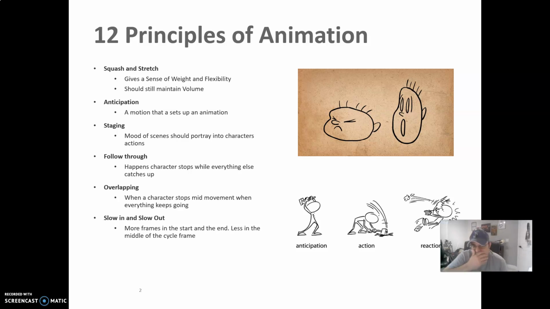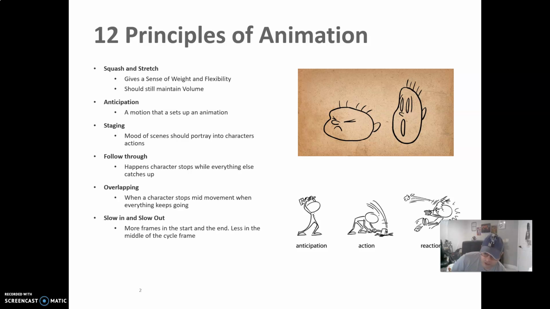Also, anticipation and staging are really good elements. Anticipation is a motion that sets up an action. Say you're about to take off. If you wind up and then go, the wind up action is the anticipation action. Staging is staging the environment and the mood of the scene, so it should portray into the character's actions. For example, if it's a really depressing scene, sometimes a dark ambiance with a lot of rain, that's staging, and that sets up everything.